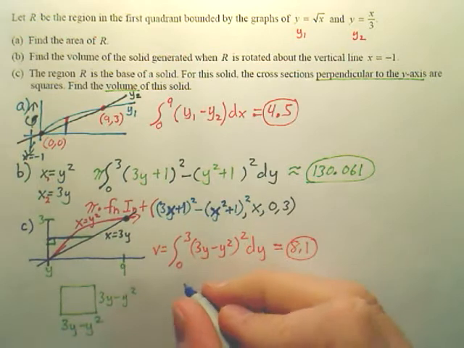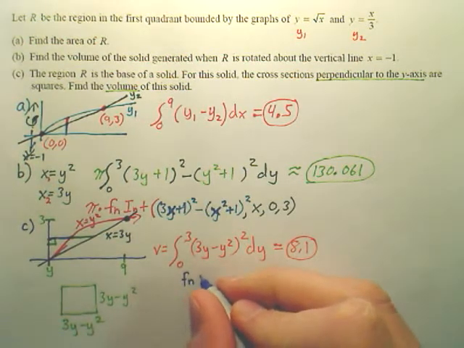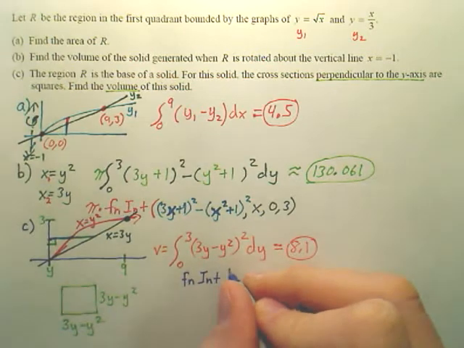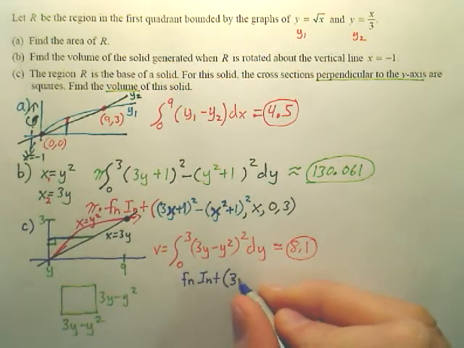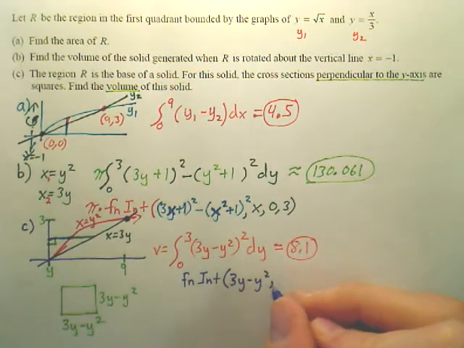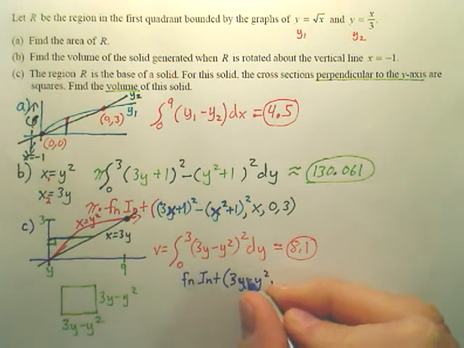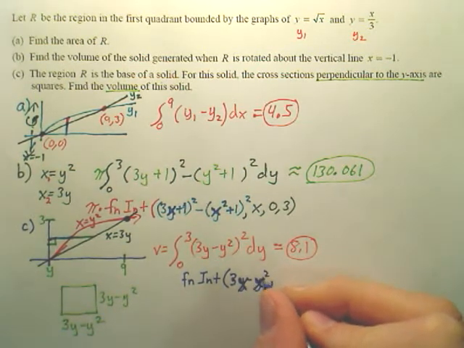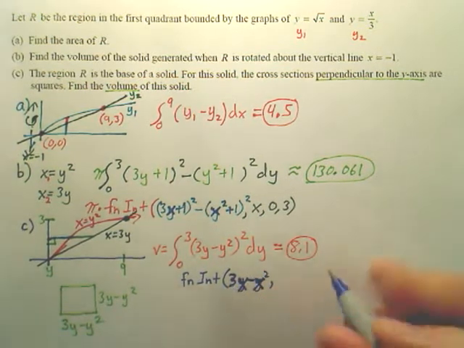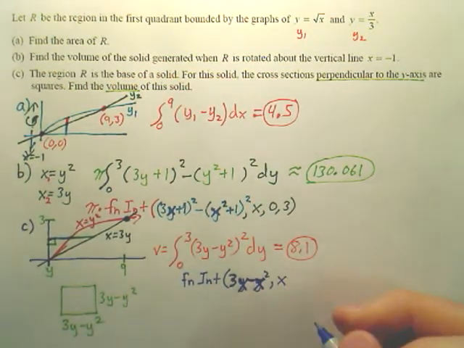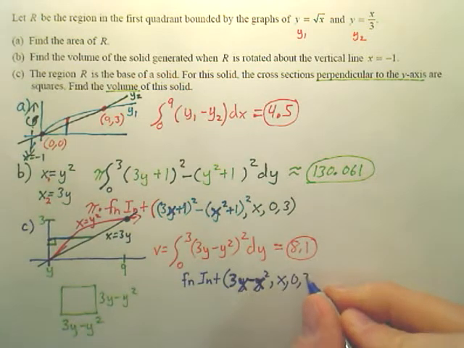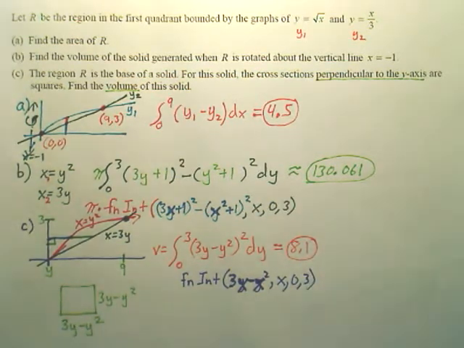And if we wanted to put that in our calculator, it would be function, integrate. You would put 3y minus y squared. Then you'd put, not 3y, 3x minus x squared. You guys okay with that? X's work better. And then you put x, and then you put 0, and then you put 3, and that should give you 8.1.